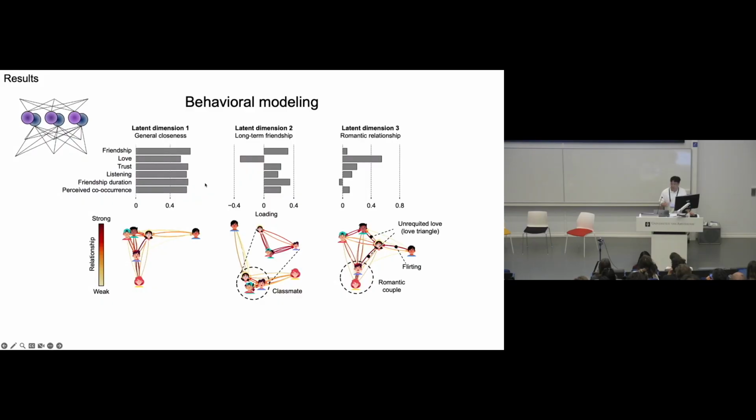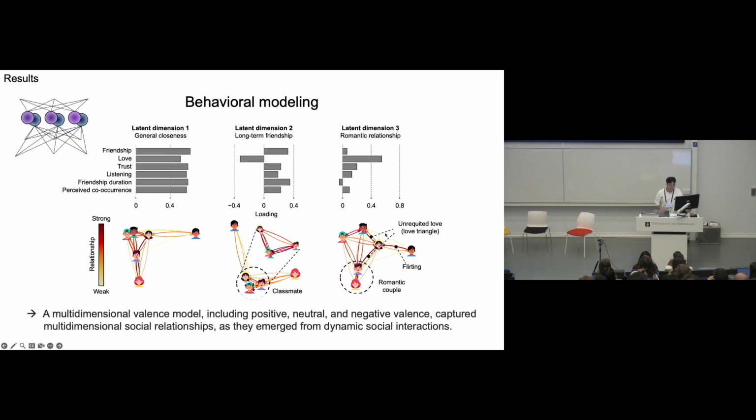Then what did the model's latent representations capture? Interestingly, they revealed multidimensional social relationships in the movie. For example, the first latent dimension reflected general closeness, the second captured the friendship clustering of four classmates, and the third captured romantic relationships, such as a romantic couple and unrequited love, something like love triangles. So our model captured multidimensional structures of social relationships emerging from dynamic social interactions.